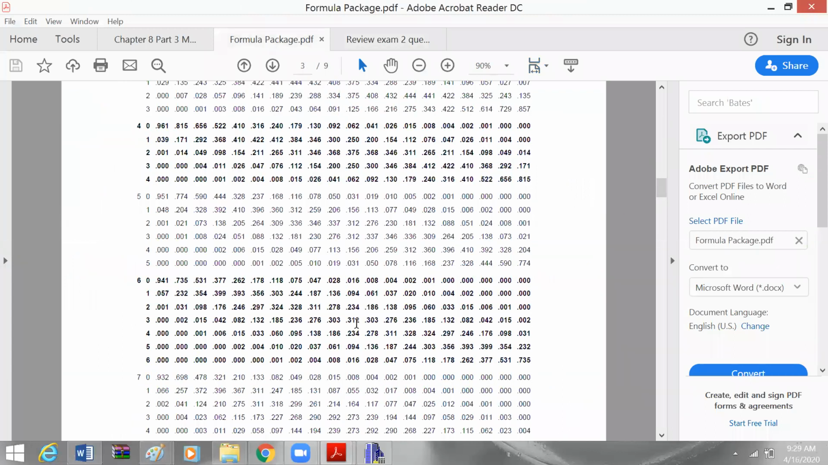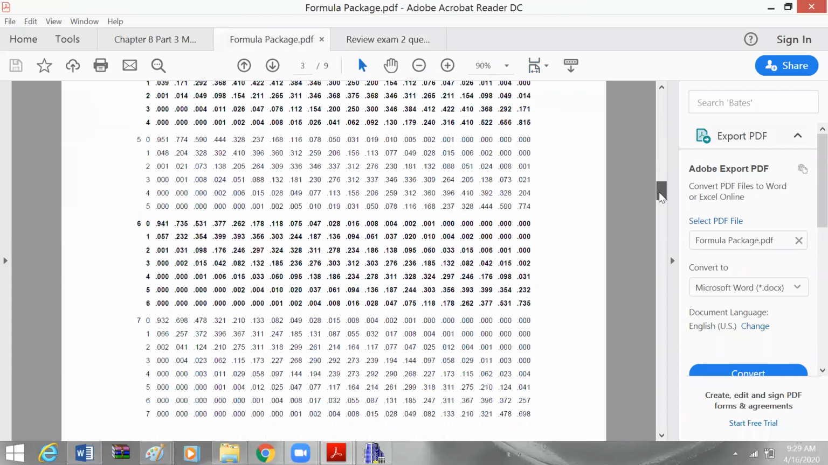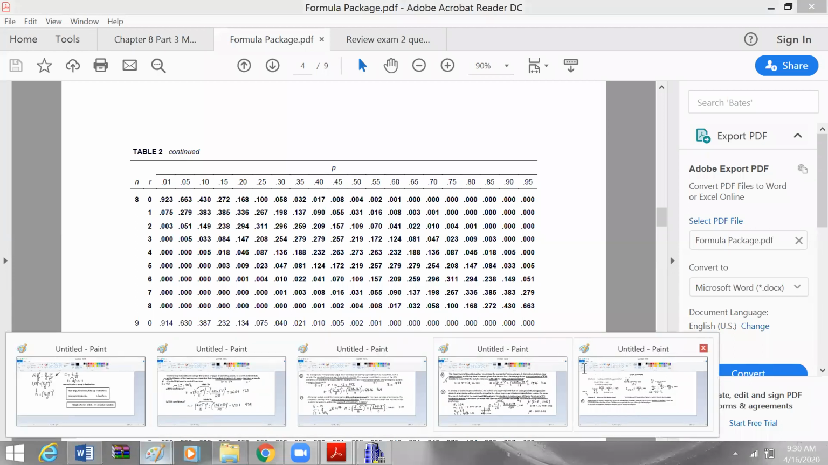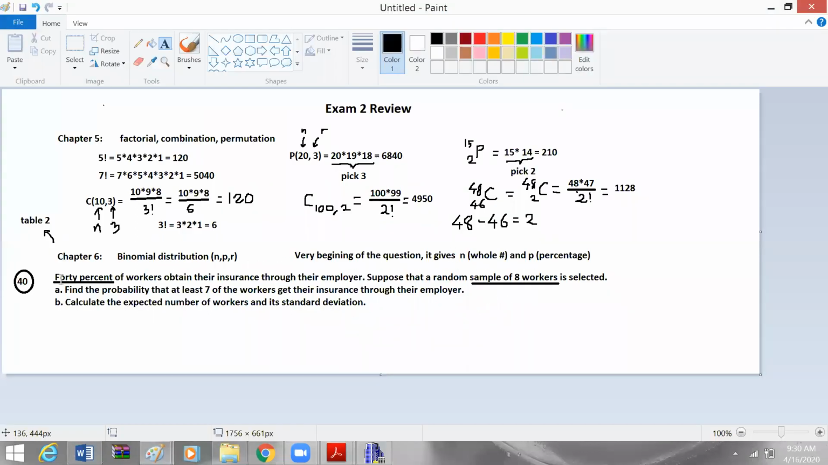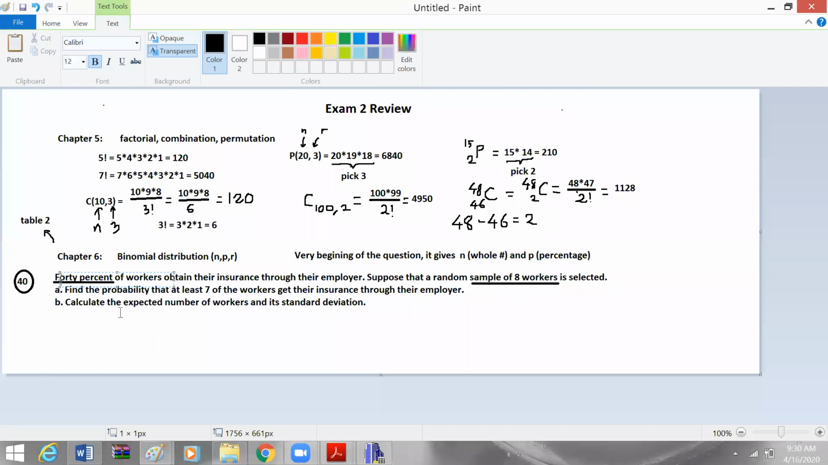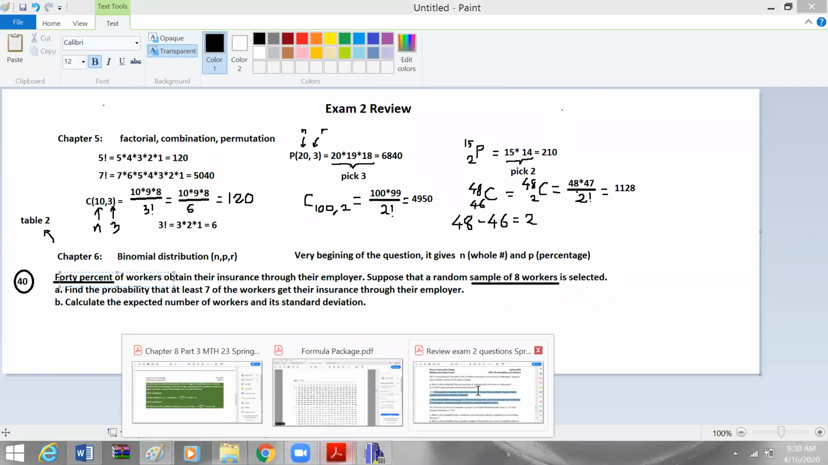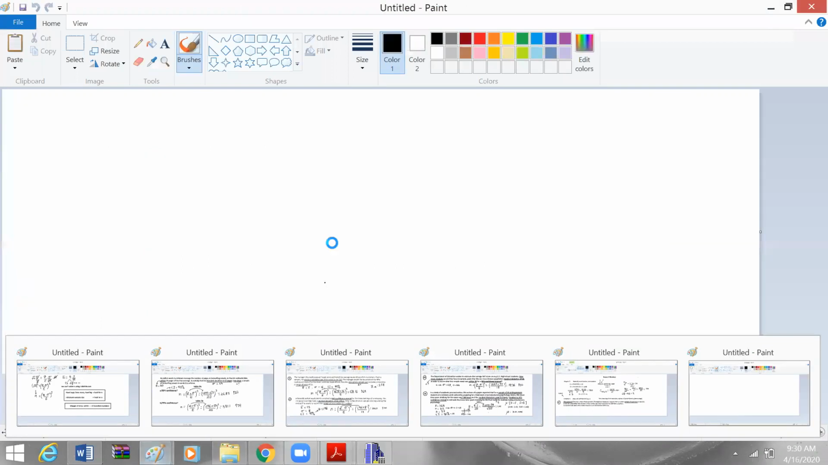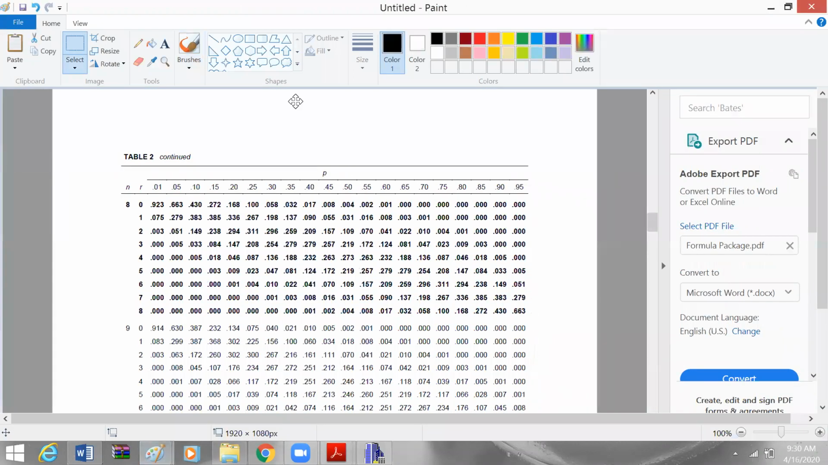So what is the N? N is 8, so we need to look for 8. And what is the P? It's 0.4. Do we agree? The P in this case is 40%, so it has to be 0.4. Now which column do we have to use? I'm going to copy and paste this part. The column that we need to use will be that one. This is the entire column that we need to use.